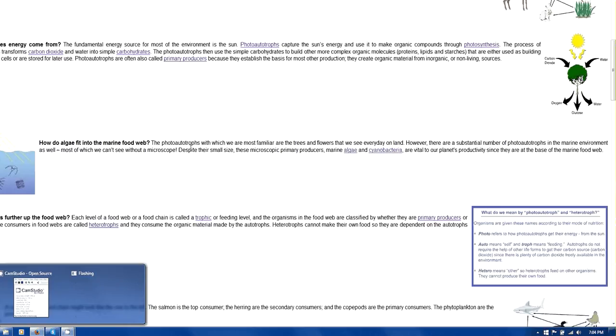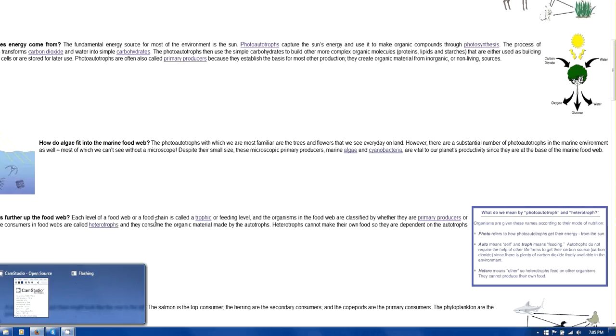The photoautotrophs, remember those are the plants that use sunlight. Photo kind of reminds you of light. The ones with which we are most familiar are the trees and flowers that we see every day on land. However, there are a substantial number of photoautotrophs in the marine environment too, most of which we can't see without a microscope. And some of those would be like marine algae, cyanobacteria. Probably algae you've heard of and know what that is. Cyanobacteria, if you don't, then just click on that word and find out what that is, and then go back and reread this, knowing now what the word cyanobacteria is.